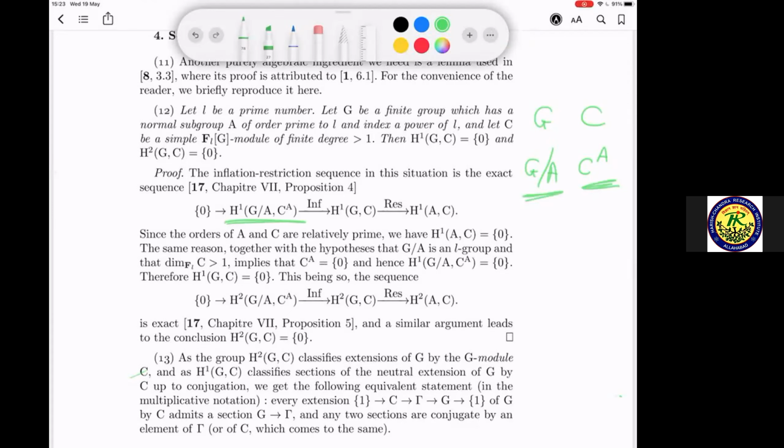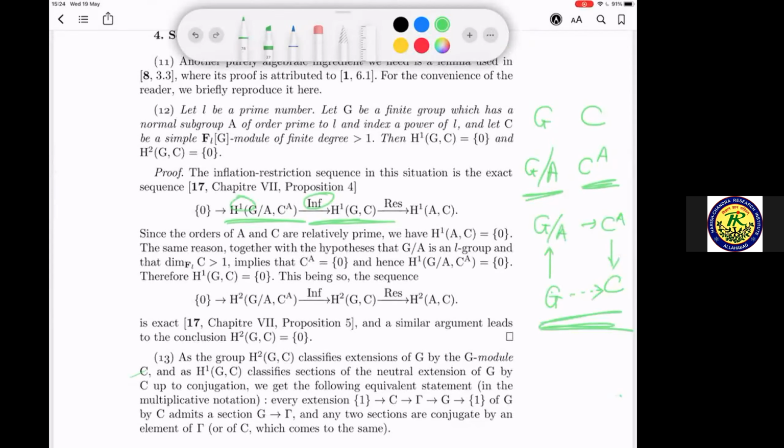And then there's a natural map called inflation from this H1 to this H1. So basically, this H1, as I said, there are some maps, right? One cocycles. So if I'm given a map from G mod A to C^A, of course, there's a map from C^A to C, that's the inclusion. And there's a map from G to G mod A, and therefore I get a map from G to C. That's basically what this inflation map does. Given a one cocycle here, it gives you a one cocycle here.